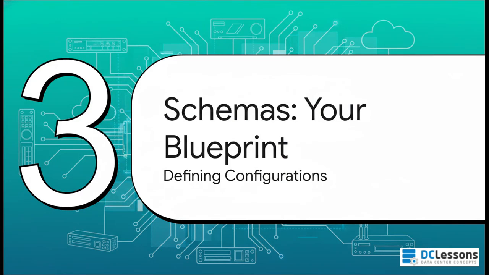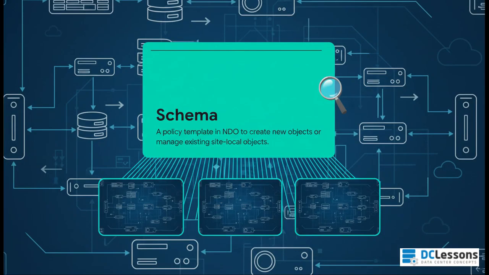Now we can get to the real engine of policy creation in NDO, the schema. This is where we're going to build the master plan for our entire network. So what is a schema really? Honestly, the best way to think of it is like a blueprint. It's a master template. It's the one place you go to define all the networking policies and objects that your application needs. And the magic is, you build it one time in the schema, and NDO uses that blueprint to stamp out perfect, identical copies of that configuration across all of your sites.